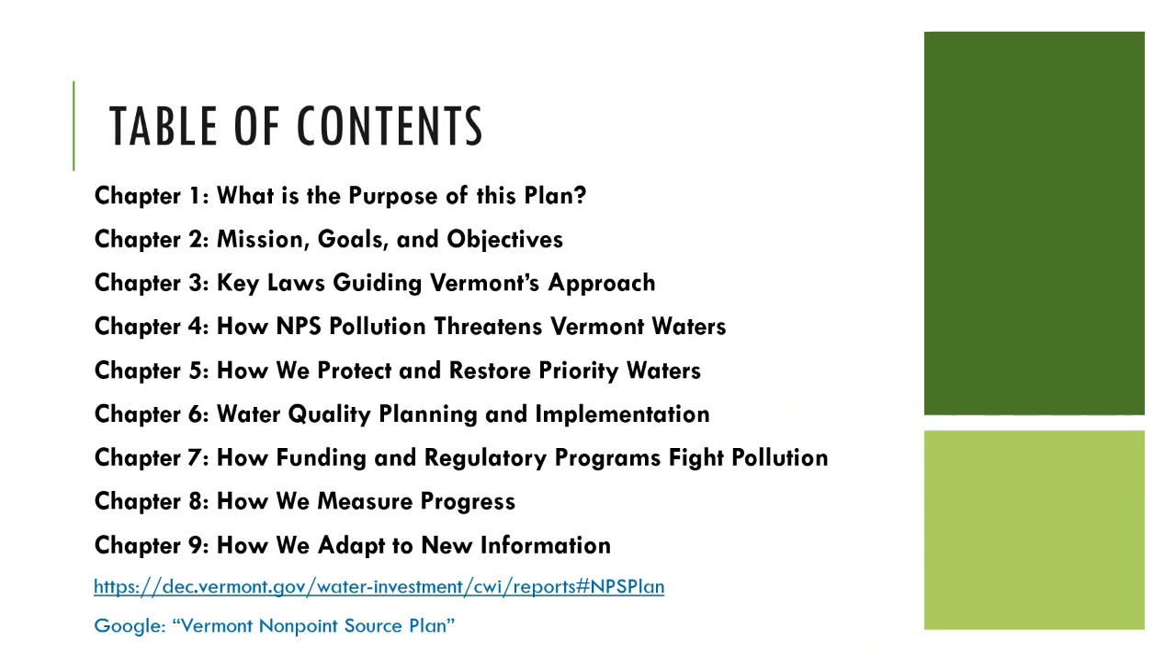So what is in the plan? This is a pared down version of the table of contents. There are 9 chapters. I wanted to point out that I did include a link. I realize you probably can't click a link in the presentation. Maybe Rachel could post that link to the chat so you can click on it. Otherwise, it's possible to just Google Vermont Nonpoint Source Plan, and that will bring you to our page on the Clean Water Initiative page under the reports. You can find a copy of it there.